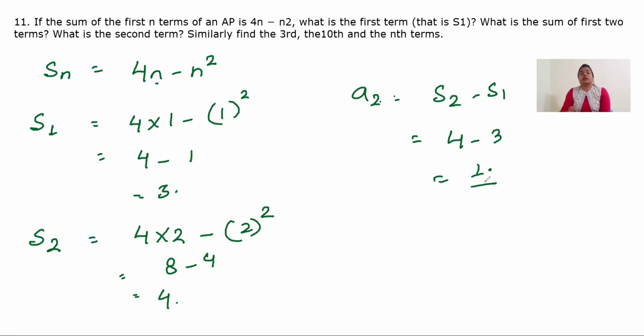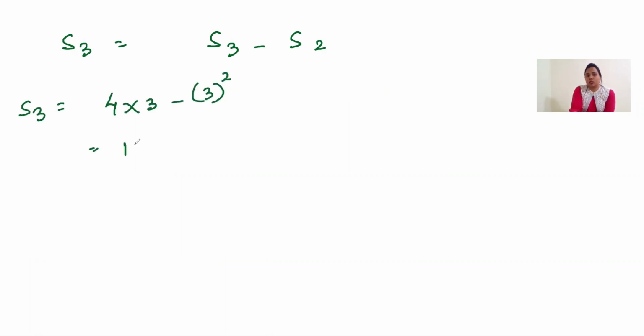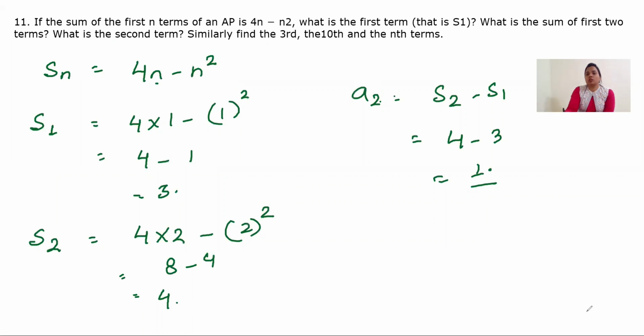Now we have to find the third term. Now it is simple for you. We can find it easily. Third term will be S3 minus S2. So first we need to find S3. S3 will be equal to 4 into 3 minus 3 square. 4 3s are 12 minus 3 3s are 9. So 12 minus 9 is 3. We got S3. So now A3 will be equal to 3 minus our S2 was 4.